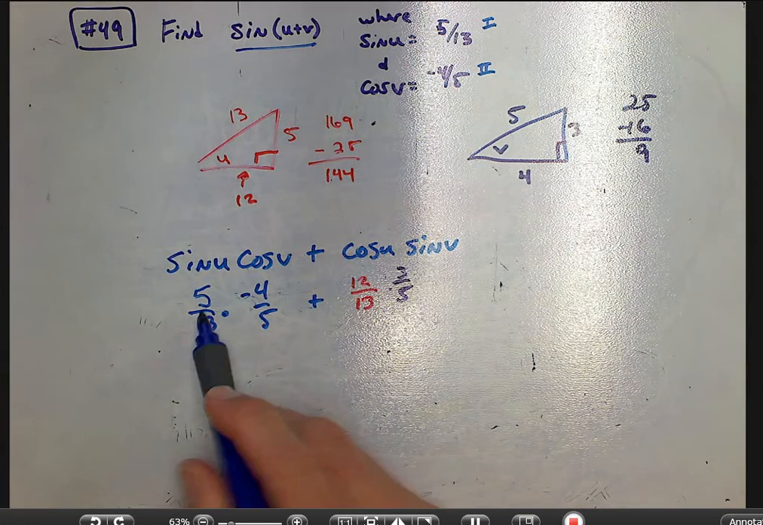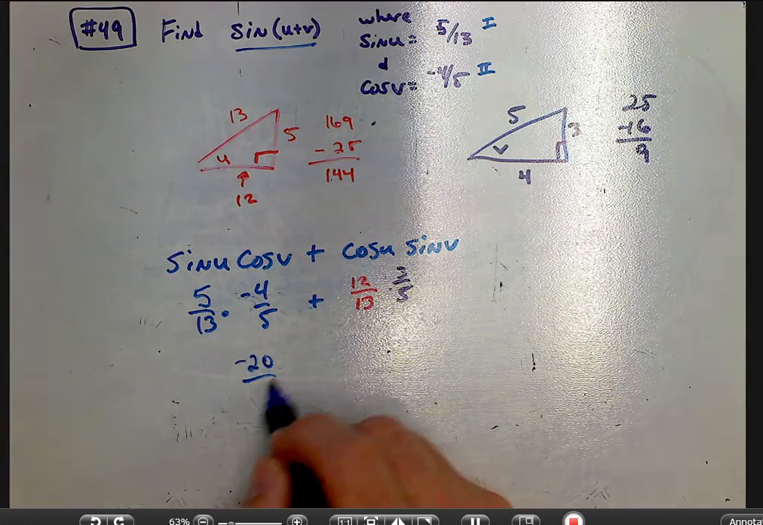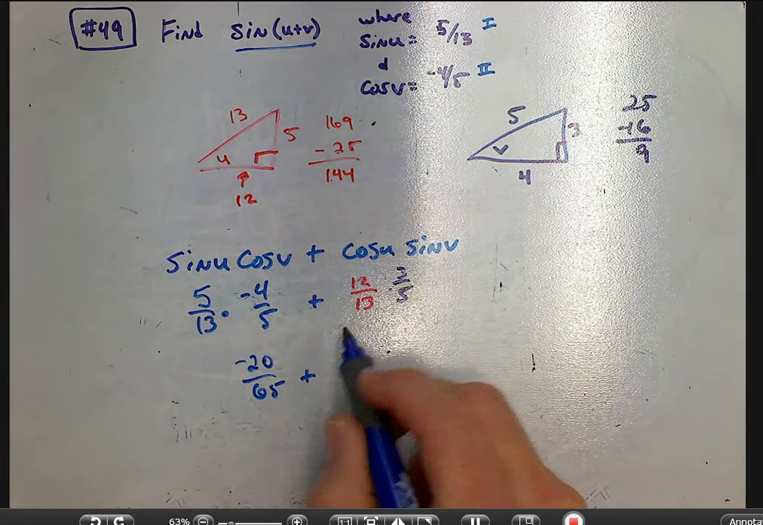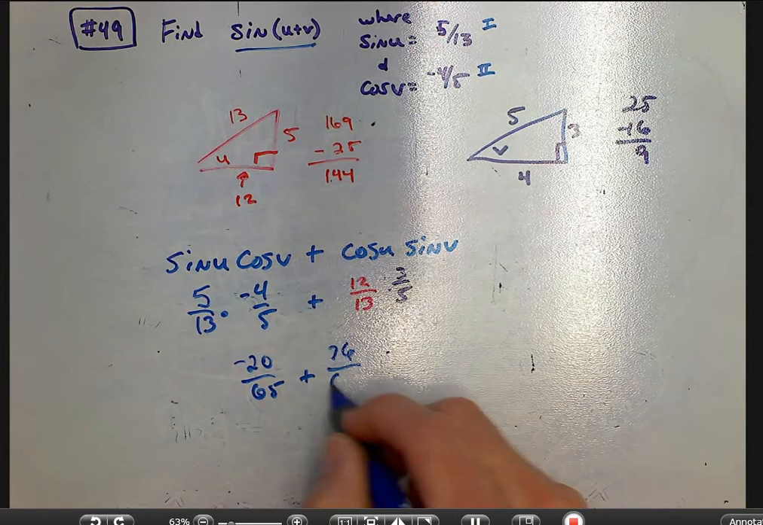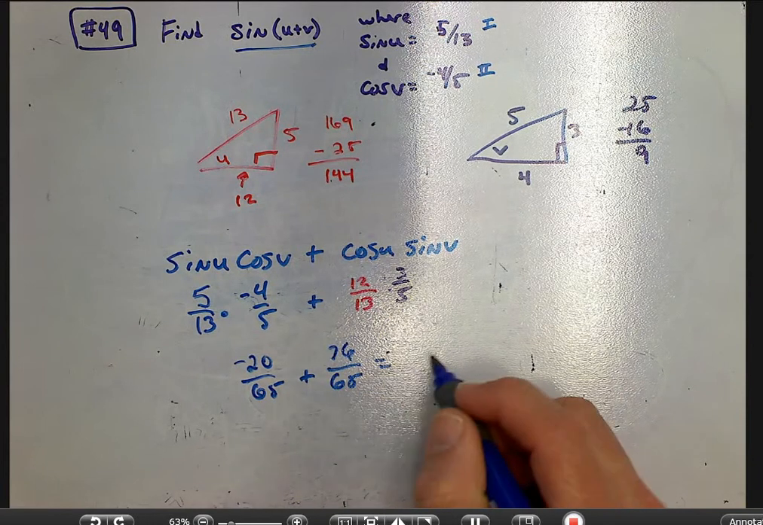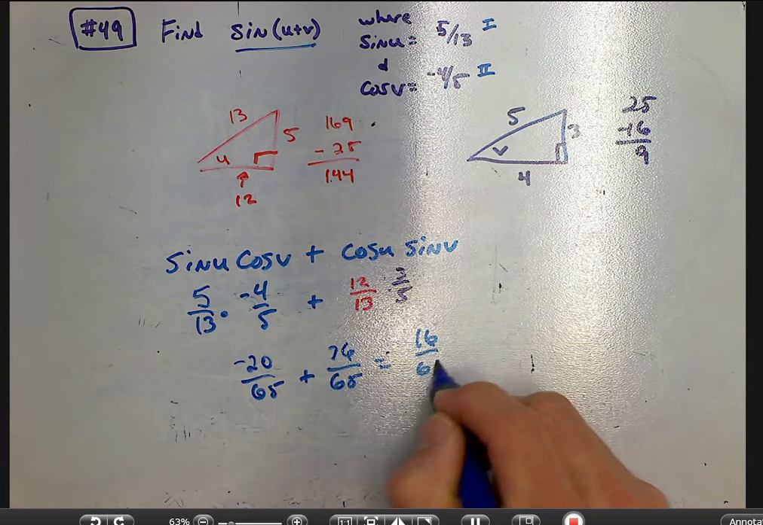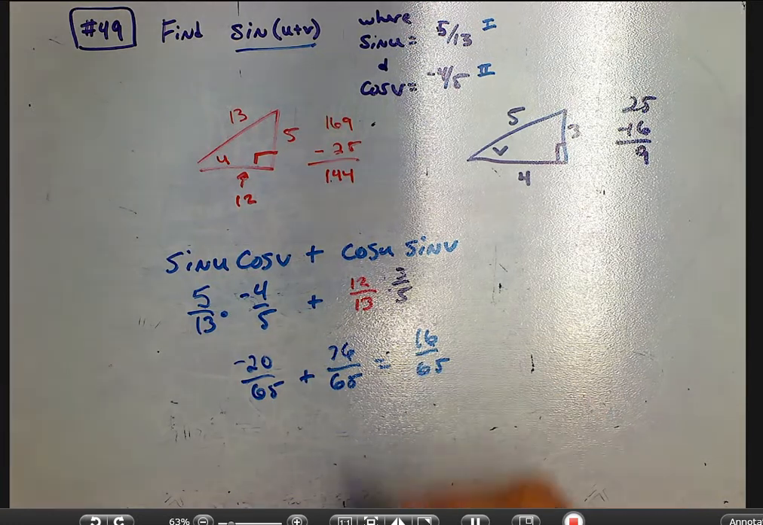5 times negative 4 is negative 20 over 65. Plus 12 times 3 is 36. 13 times 5 is 65. For a total answer of 16 over 65. Question is, if this would reduce, should I? And the correct response to that is yes, you should reduce this if possible.